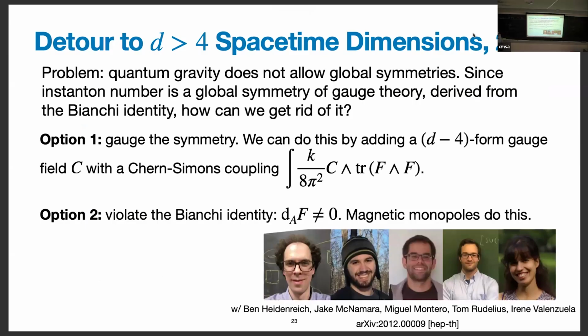And with several other people, Ben, Jake, Miguel, Tom, and Irene, a few years back, we were thinking about this kind of symmetry, these symmetries that are generated by field strengths in gauge theory, and thinking about the belief that quantum gravity does not allow global symmetries. I should say these are generalized U(1) symmetries. These are kind of the place where we're on the strongest possible footing for saying these don't exist in quantum gravity. There are many arguments.